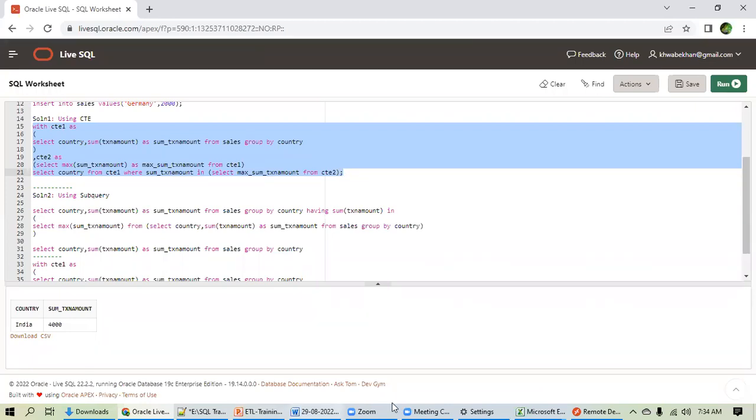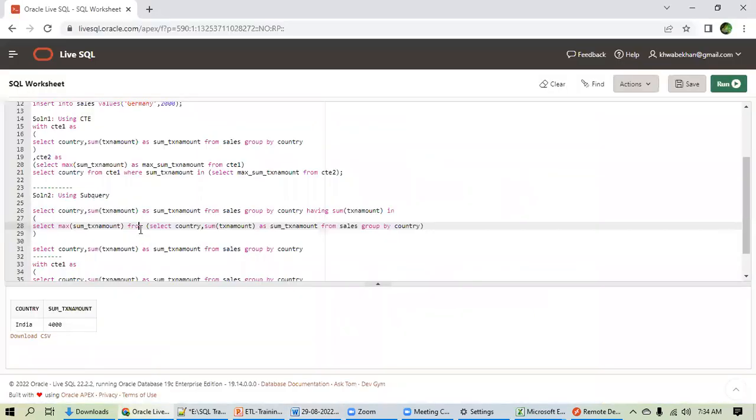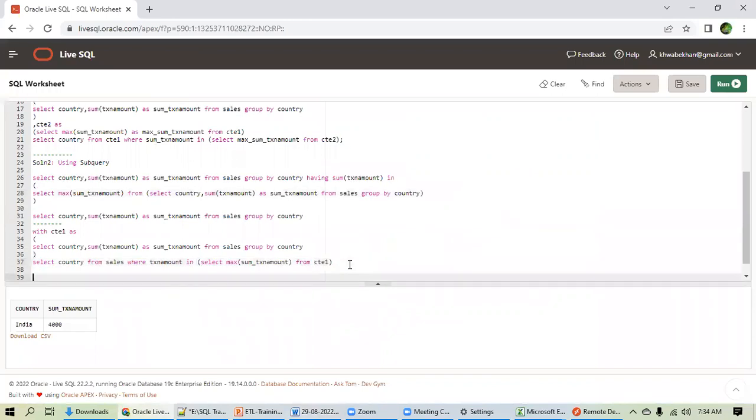Okay, then I move to the next question. Any other question apart from this? Oh, sorry. I told you the highest transaction amount only; that first part I've covered. Similarly, you can find the least transaction amount. Instead of max, you have to find the minimum. Okay, part B. Part C: whose transaction amount is greater than the average transaction amount of all the countries. It is simple. Let me copy this. Question C.